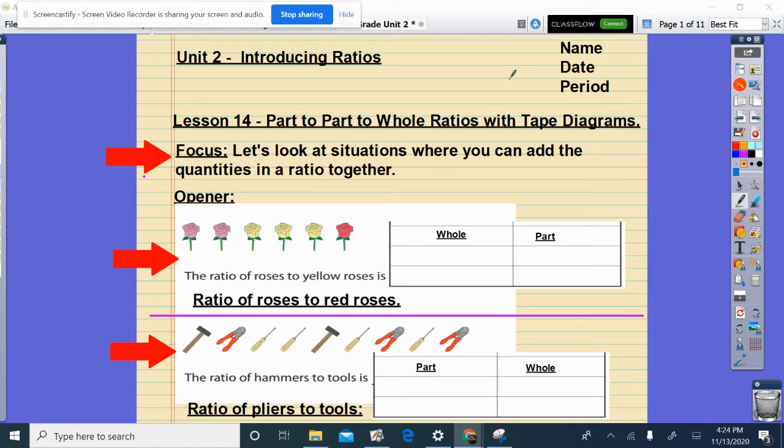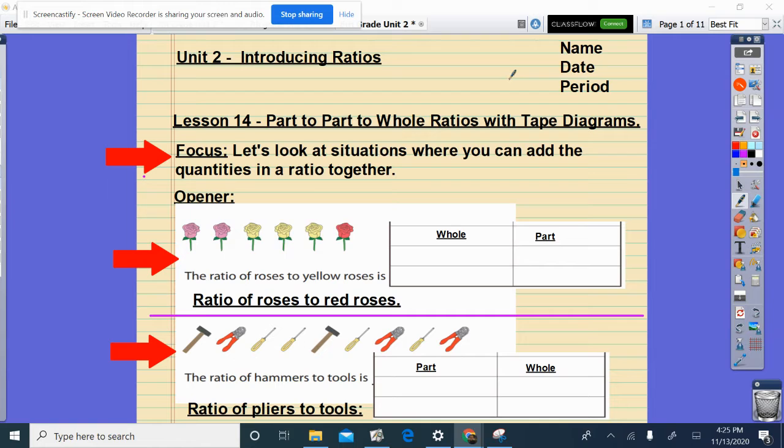So first thing I'd like you to do is write down the red arrows indicate things you need to write down. Focus: let's look at situations where you can add the quantities in a ratio together. So here we're looking at the parts of a ratio that add up to the whole. For example, here in our opener, looking for the ratio of roses to yellow roses.